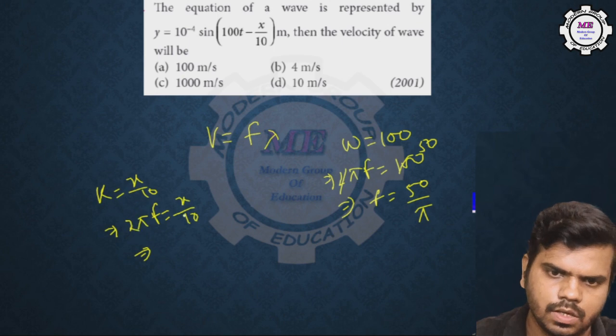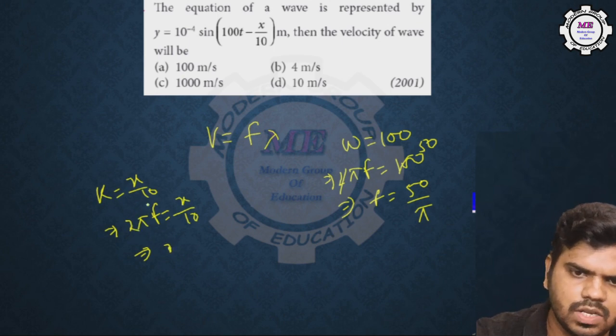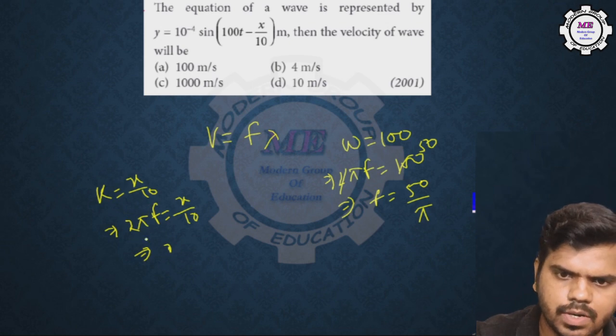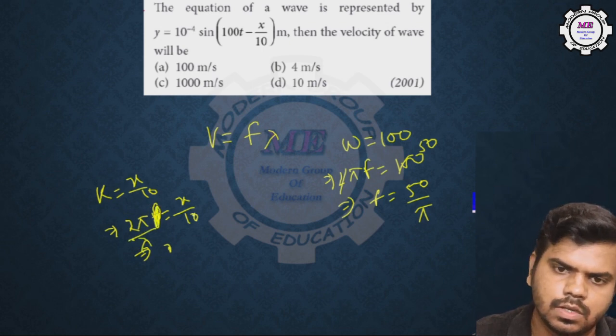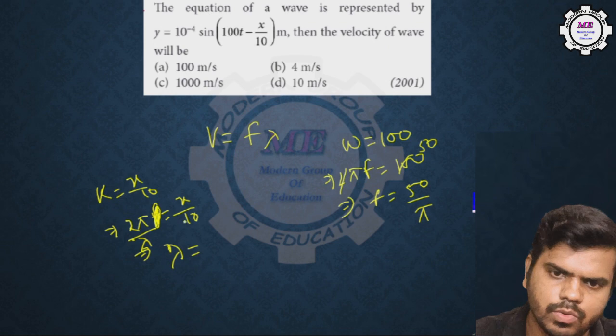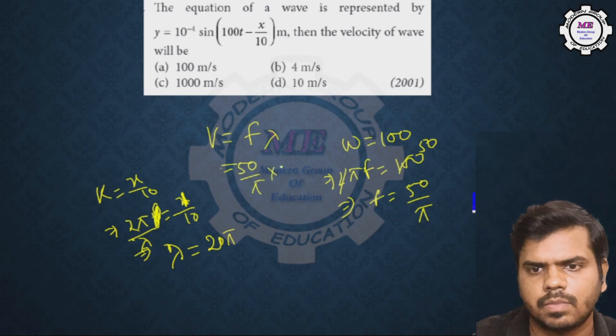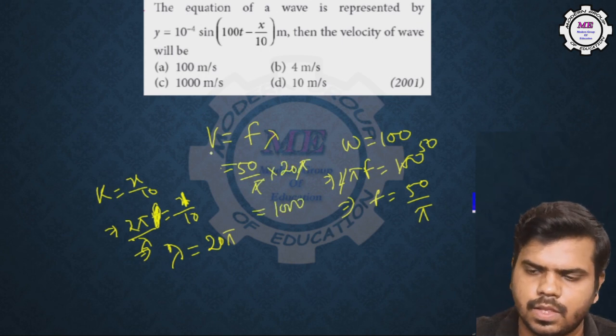That means 2 pi by lambda will be 1 by 10. So lambda will be 20 pi. Okay. So f lambda is 50 by pi into 20 pi. Pi gets cancelled out. It will be 1000 meter per second. Option C is correct.